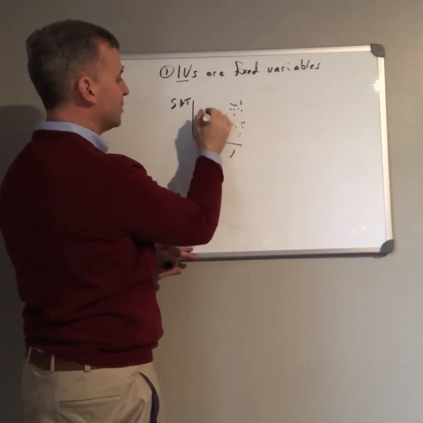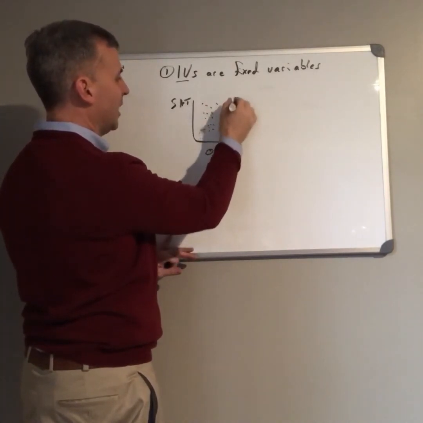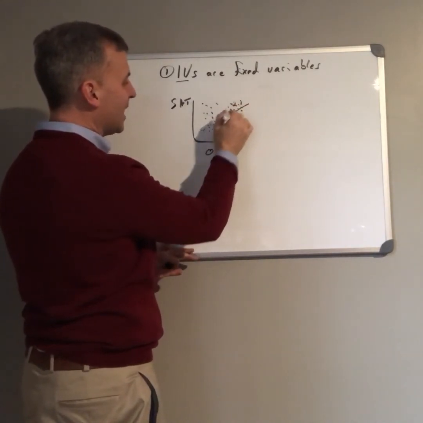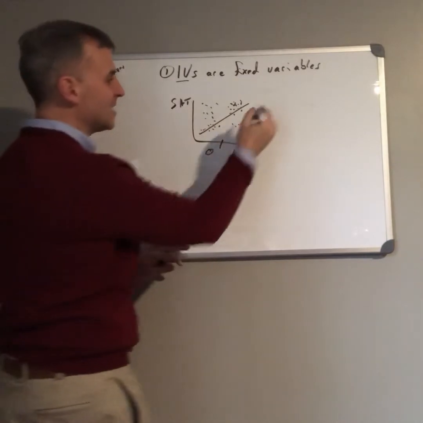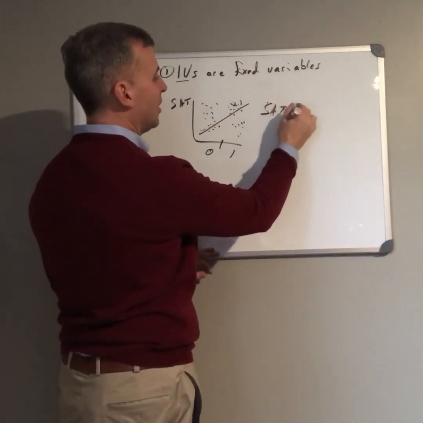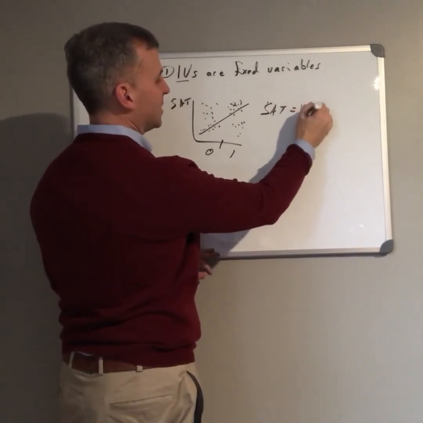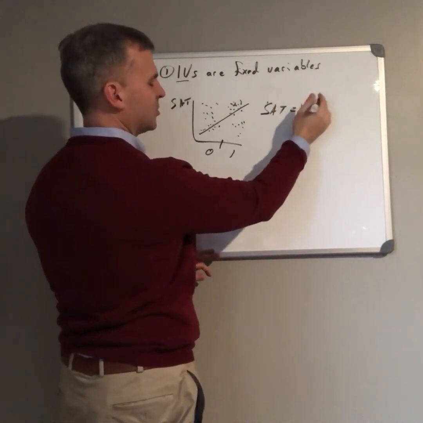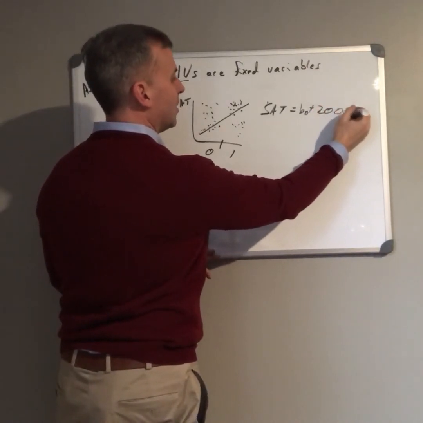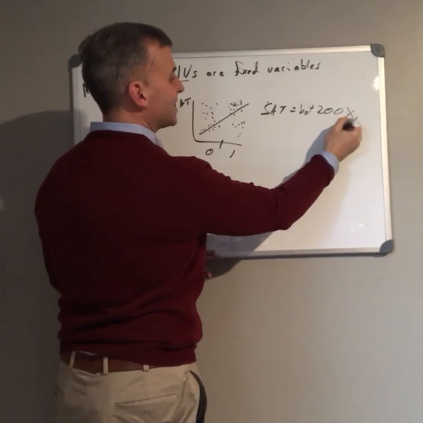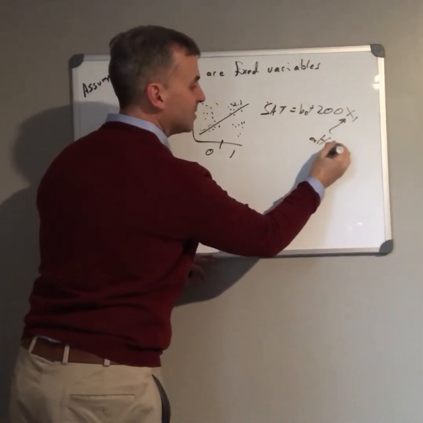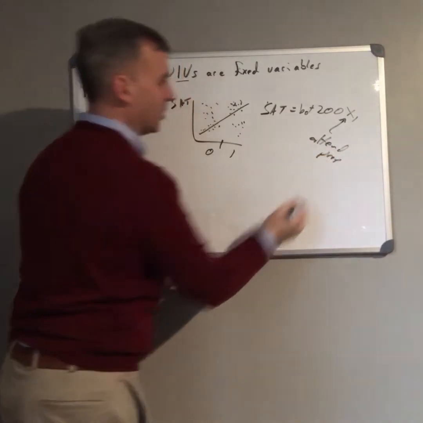And probably my data looks something like this, right? But there's probably some people who didn't do very well and some people who did okay anyway. But generally, the line I get for this looks something like this. And let's say this is described as SAT score is equal to some intercept, whatever, say 200, plus 200 times x sub 1. And x sub 1 is, did you or did you not attend the prep course?